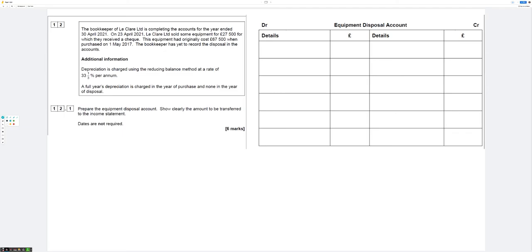to the income statement. So what we need to find out is the original cost of the asset that's been disposed of, how much depreciation has been applied to date, how much we sold the asset for, or indeed part exchanged it, if that's how we disposed of it, and then any balancing entry is going to go off to the income statement.